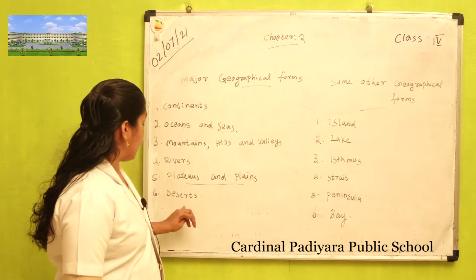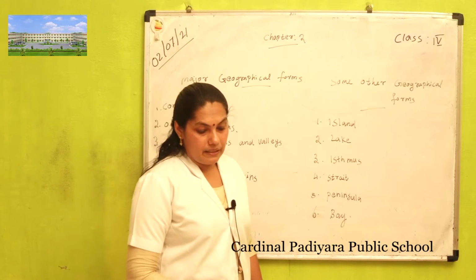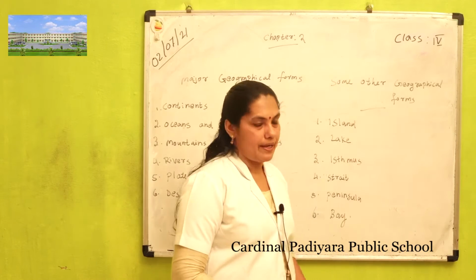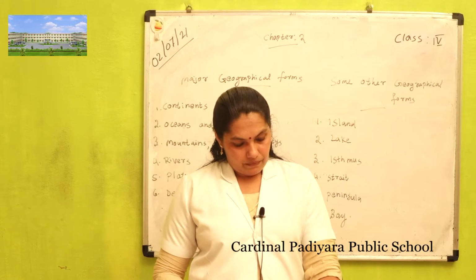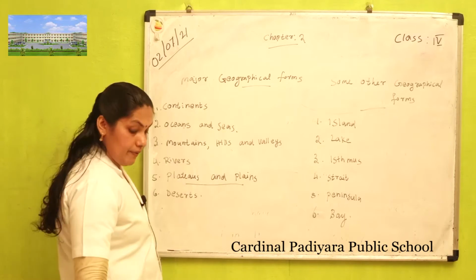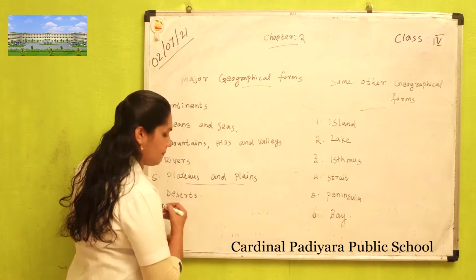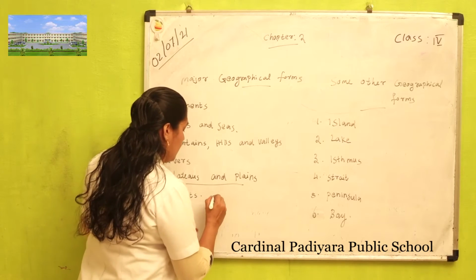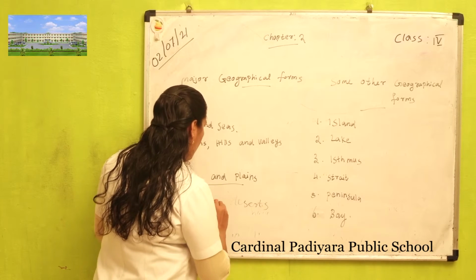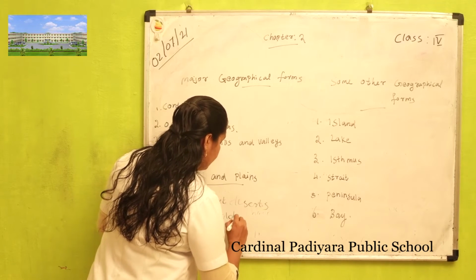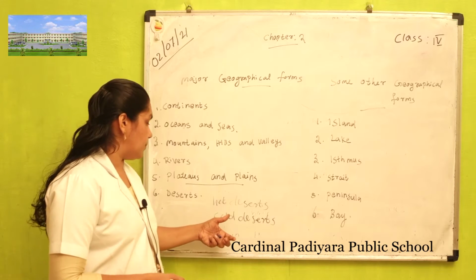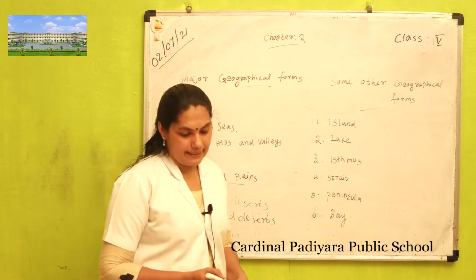Another important point is the desert. A desert is a dry area that receives little or no rainfall. There are two main kinds of deserts. Deserts can be divided into two types: hot deserts and cold deserts.